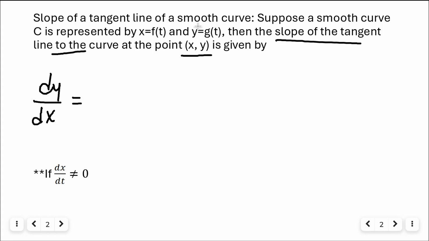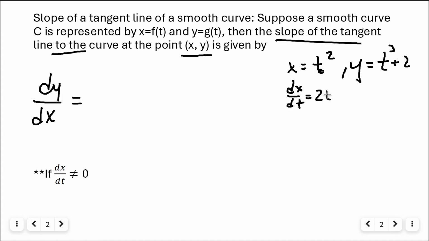I have x and y written separately in terms of t, right? So I have an equation like x equals t squared and y equals t cubed plus 2, let's say. So how do I find dy dx if I know what x and y are in terms of a third variable t? Well, it's actually pretty easy, because if I derive x, the derivative of x with respect to t would be dx dt, right? dx dt would be 2t. The derivative of y with respect to t, because that's the variable over there, is 3t squared.